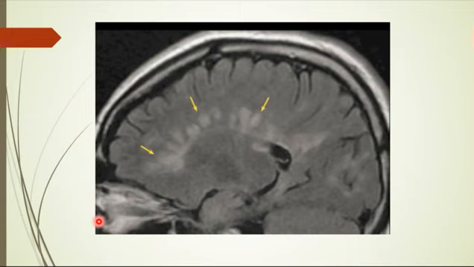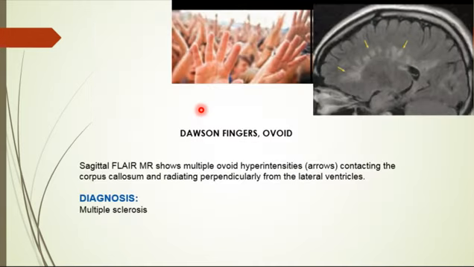It's also MS, but at an earlier stage. So it starts with the beads sign, dots at the subcallosal or callosal-septal interface, like here, dot, dot, dot. Then more of a necklace sign, or string of beads. Then in more aggressive or later stages, there will be these Dawson fingers, oval-shaped, elongated pericallosal lesions. It's like these fingers.